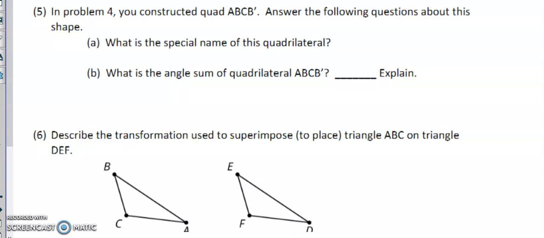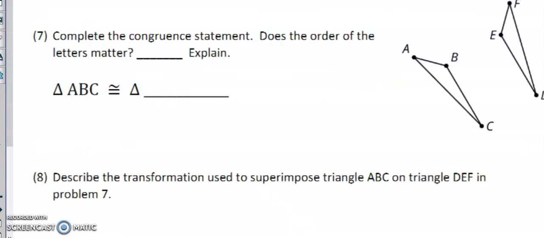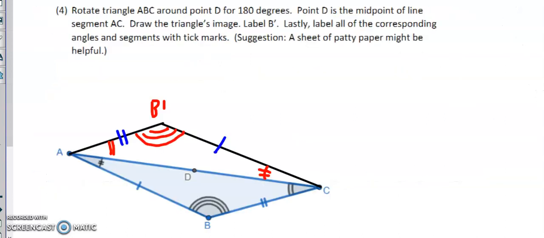Problem 6 is asking you to superimpose triangle ABC onto DEF. What transformation did you use? Problem 7 is asking you to complete the congruent statement, and then problem 8 is asking you to justify it by the superimposing piece. So again, if you've not completed the problems, I'd recommend going back and doing that before you continue with the video. So in problem 5, they're asking you to identify what quadrilateral we have.